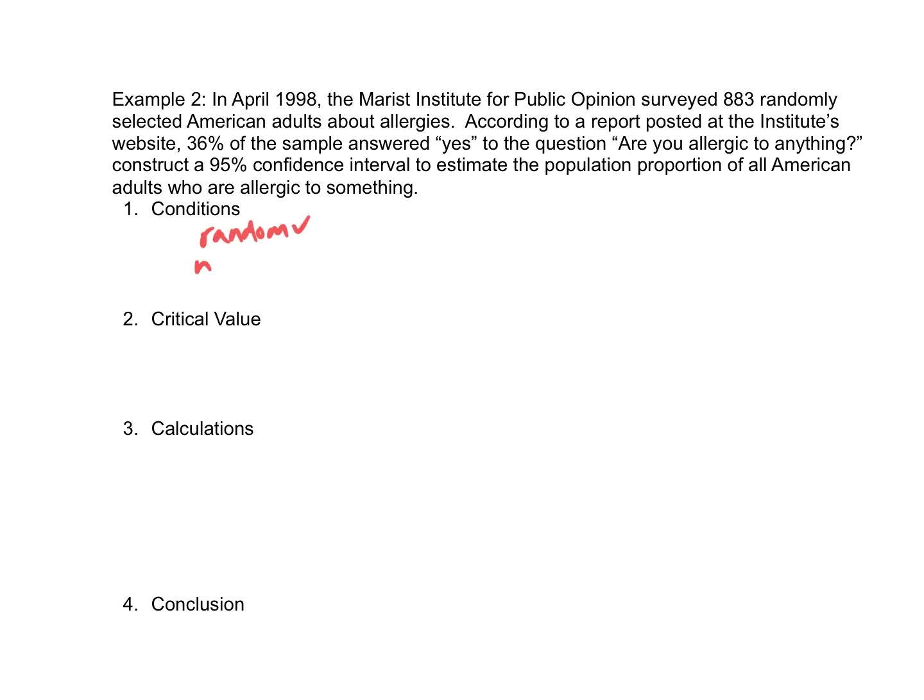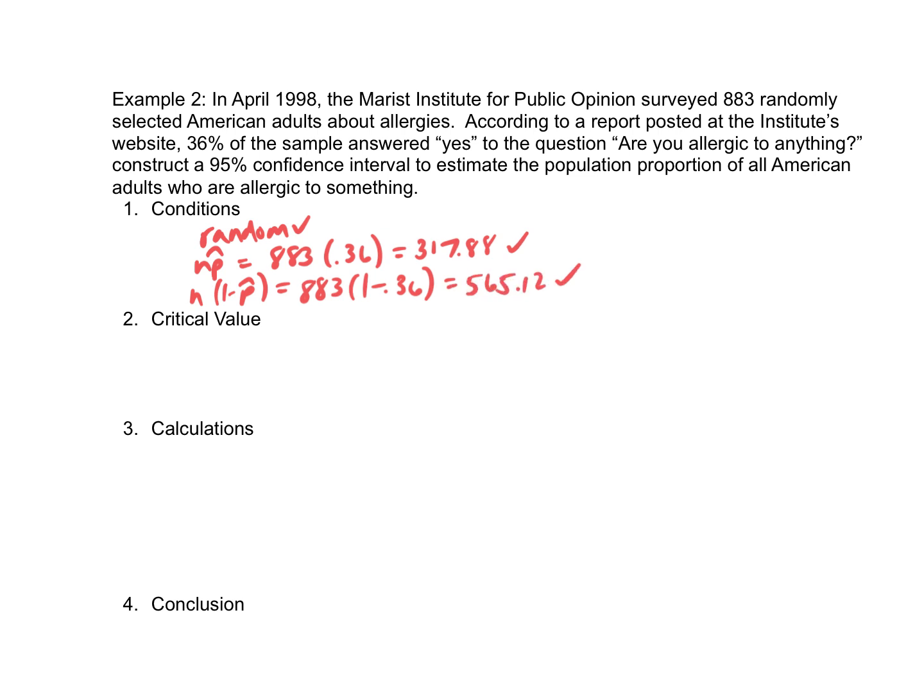What is n times p hat? So that's 883 times 0.36. That gives me 317.88. That is greater than or equal to 5. So that is met. Then do n times q hat. So remember, q hat is 1 minus p hat. And you get 565.12. Again, greater than or equal to 5.